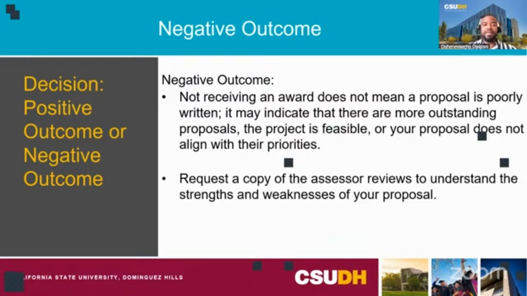And also, one thing I always say to people, once it is a negative outcome, request a copy of the assessors' reviews to understand the strengths and weaknesses of your proposal. Because most times we don't ask for those reviewers' comments. Those comments are very important because, for example, when we write for publications, we get feedback from reviewer one, reviewer two, reviewer three, stating the strengths of our work. So look at the strengths of your work based on the reviewers' comments and also look at the weaknesses. So you focus more on the weaknesses of your proposal and try to strengthen it.